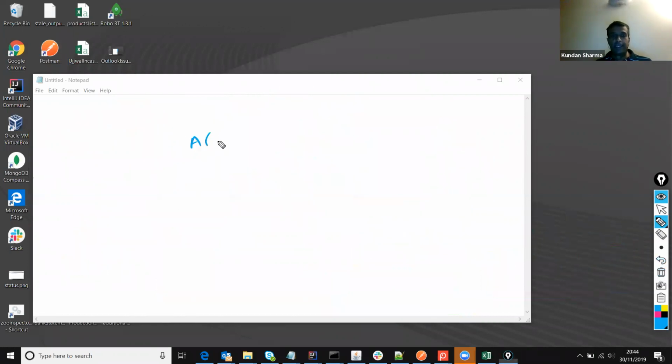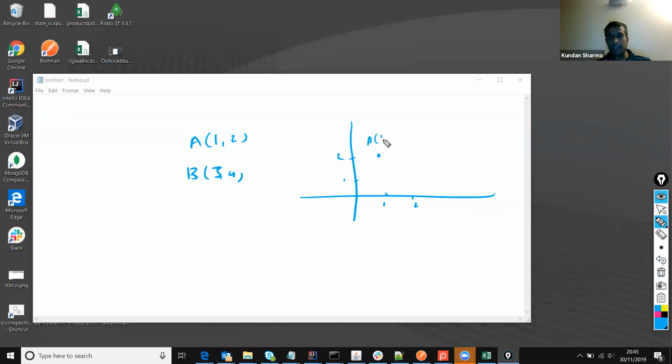So assume that A is 1, 2 and B is 3, 4. So 1, 2 means it will be somewhere here. This is A, 1, 2. B is 3, 4. So along the x-axis you will have to walk 3 units, and along the y-axis you have to walk 4 units, right? So this is 3 and this is 4. So this point will be B, which is 3, 4. So you have to find out the slope of this line.